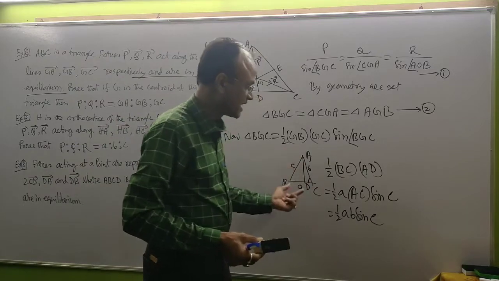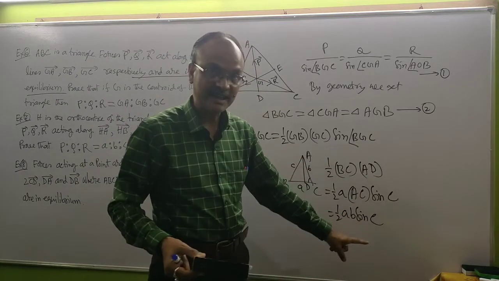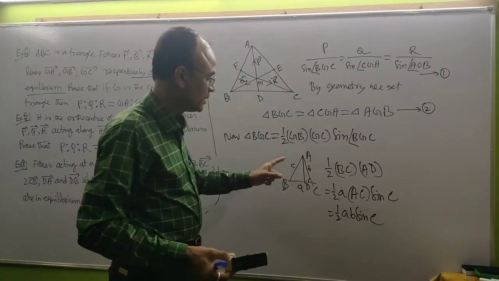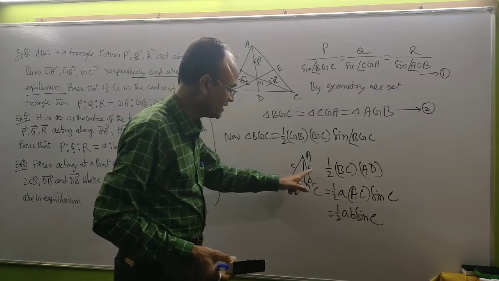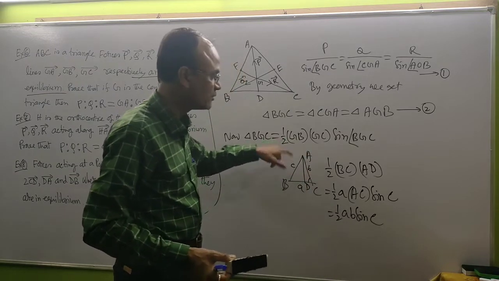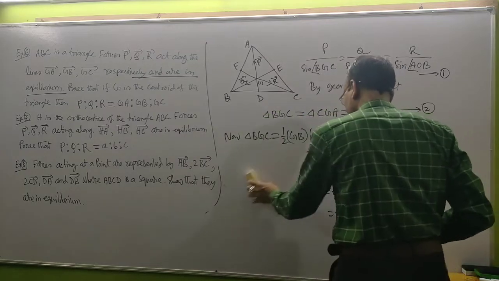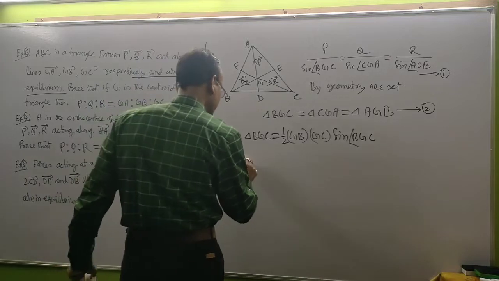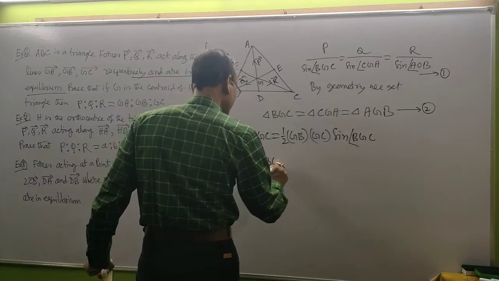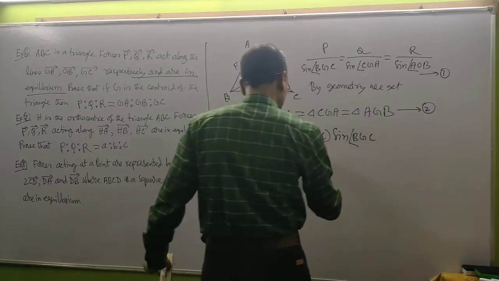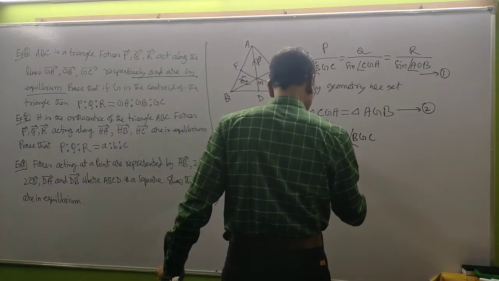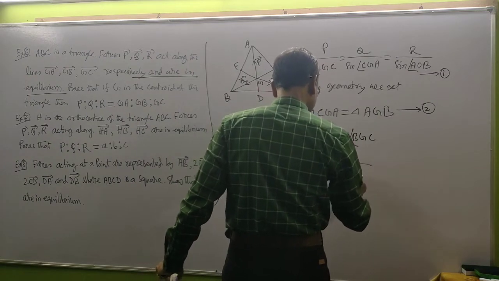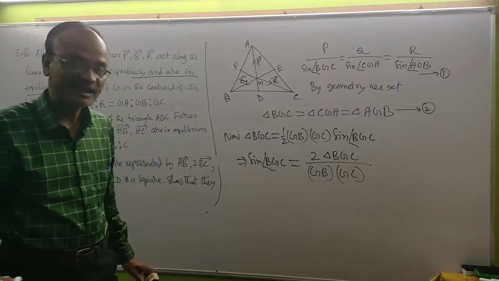Therefore, the area of this triangle is equal to half of AB sin C, or BC sin A, or AC sin B. That means half into the product of any two sides into the sine of the included angle. This means sin BGC will be equal to 2 times the area of the triangle BGC divided by GB into GC. You may write it like this.